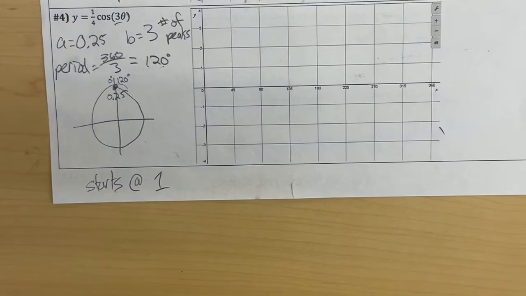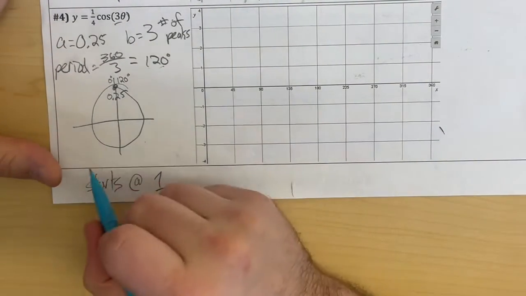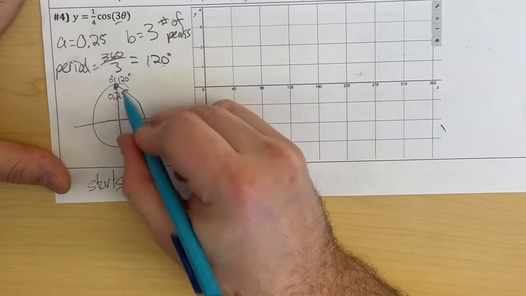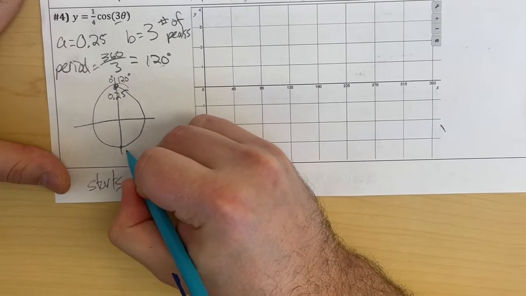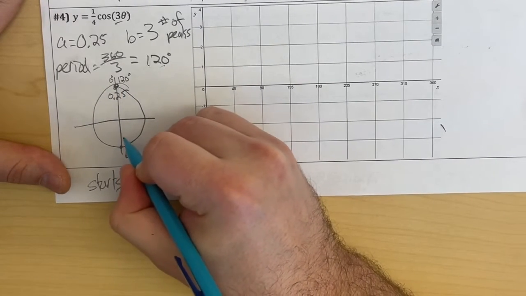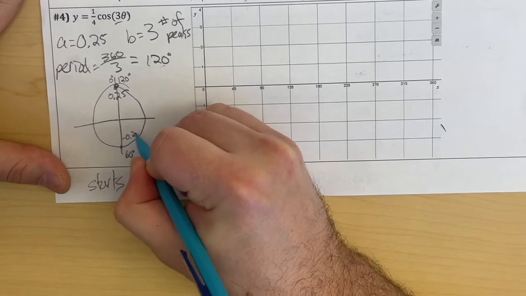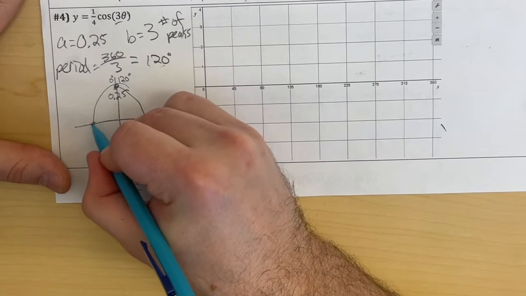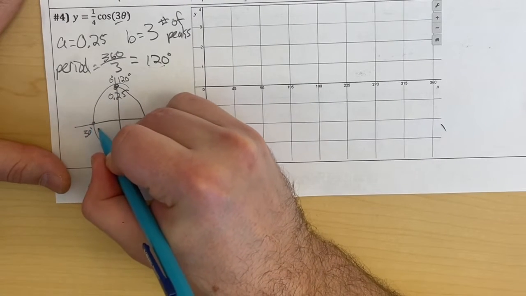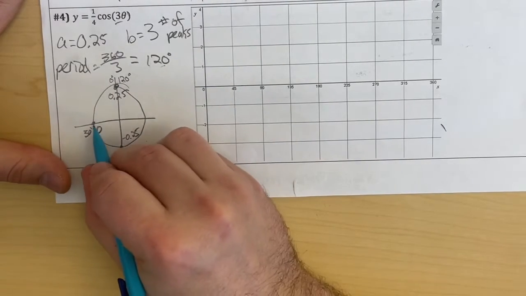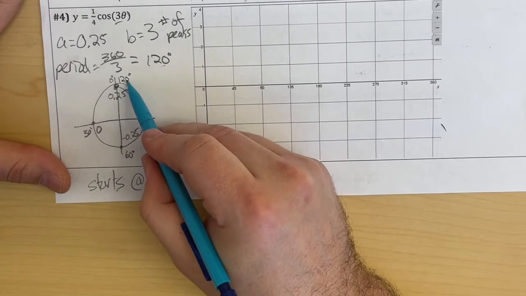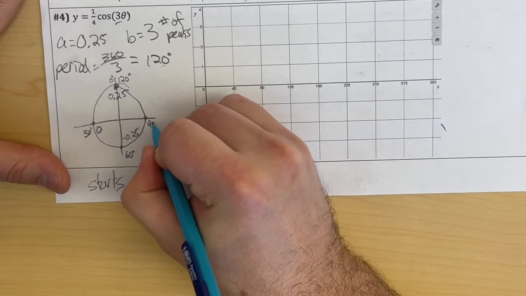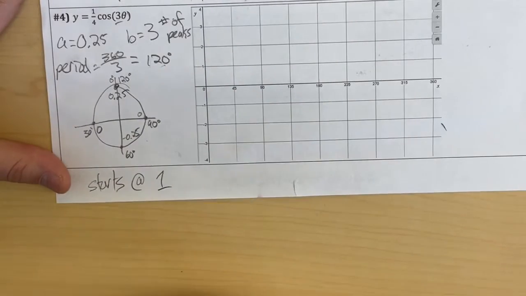So now, rotating down around, halfway between 0 and 120 is 60 degrees, and that's going to be negative 0.25. Halfway between 0 and 60 is 30 degrees, so my y value is going to be 0, and halfway between 120 and 60 is 90 degrees, and so my y value is also 0.